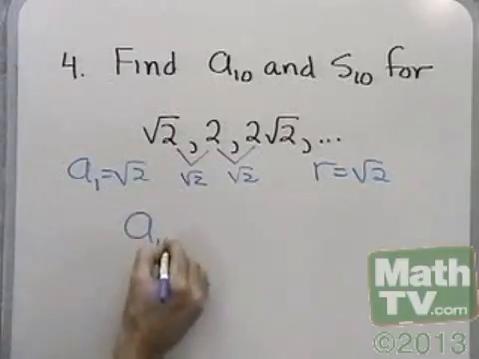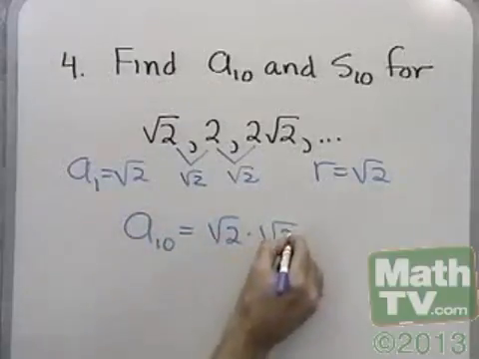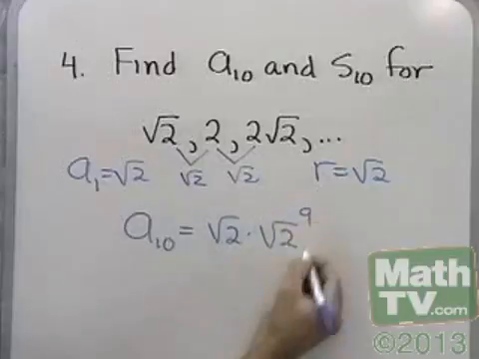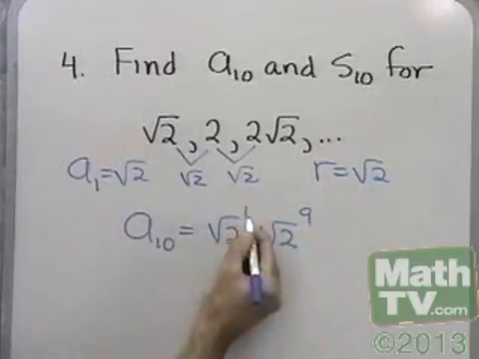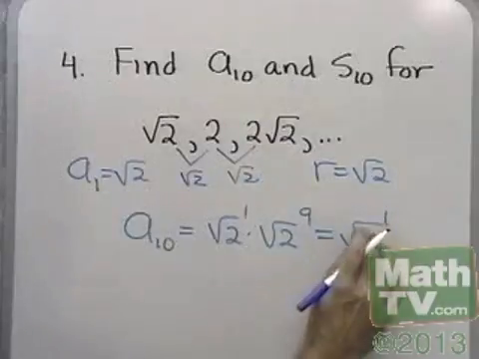So my 10th term, a sub 10, is my first term, square root 2, times the common ratio, square root 2, raised to the 9th power. Square root 2 to the first times square root 2 to the 9th is square root 2 to the 10th.